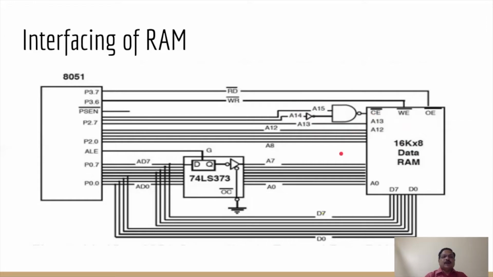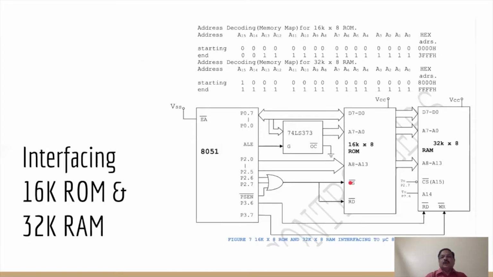Now, after this, let us see how both RAM and ROM can be interfaced with the 8051 microcontroller, because in a microcontroller based system, both RAM and ROM have to be used. So when both chips are to be interfaced at a time, here it shows the entire design as I told earlier. Because the ROM is 16K and the RAM is 32K, you can find here for the 16K ROM, total address lines used. Memory map is shown here.